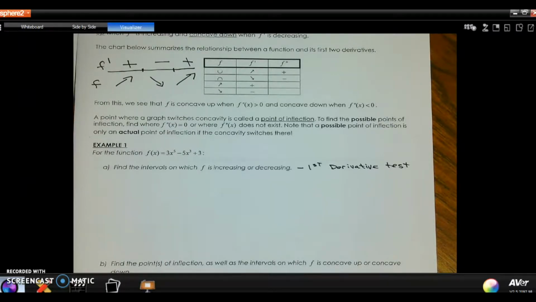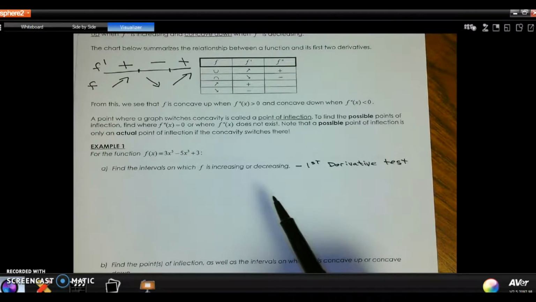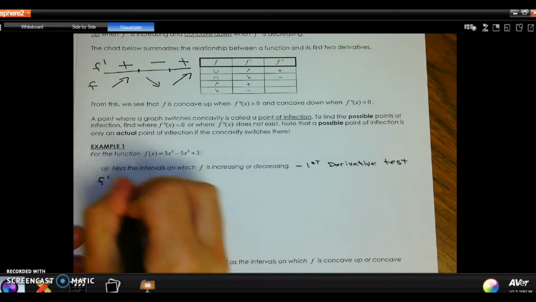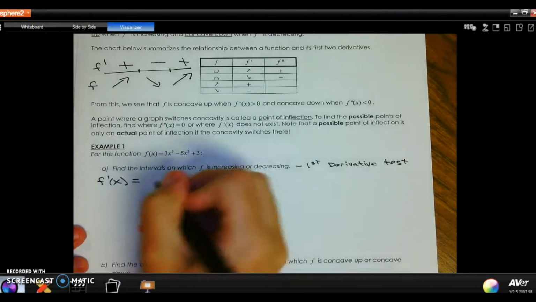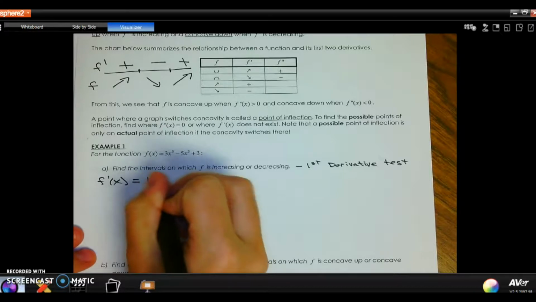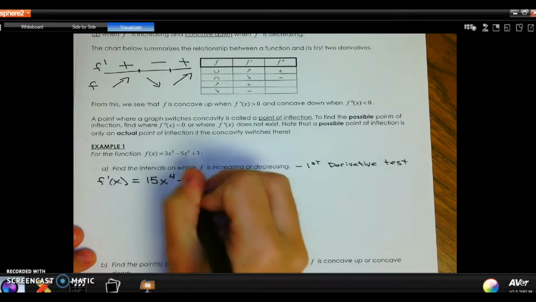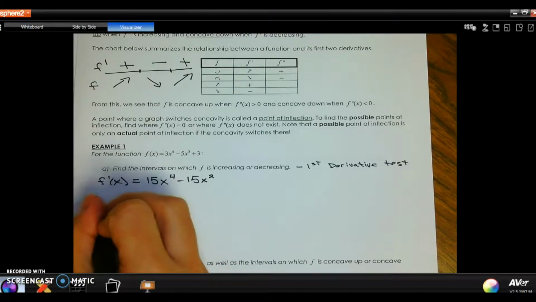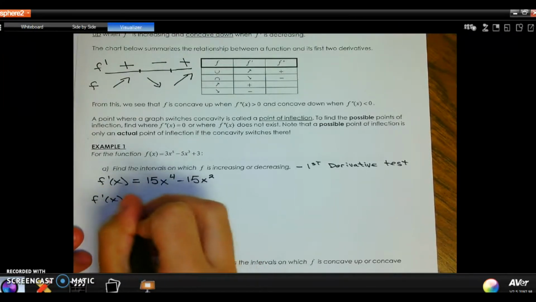In this first example, we're given a polynomial and asked to find the intervals on which the function is increasing or decreasing. That's a first derivative test. You take the derivative and figure out where that derivative equals 0 or is undefined. The derivative here is a simple power rule. I don't need to worry about this derivative being undefined anywhere, so I'm just going to set it equal to 0.